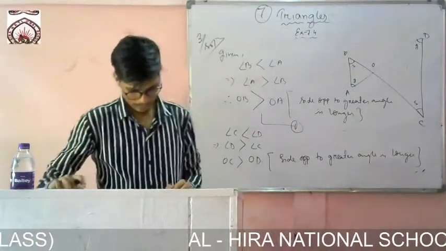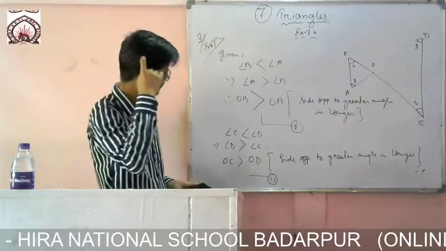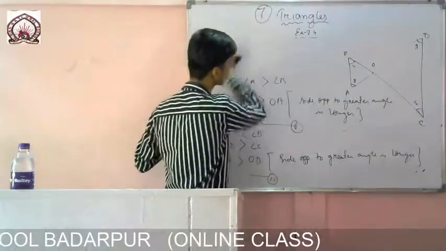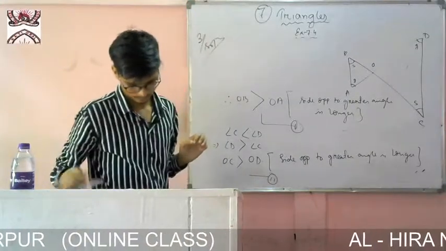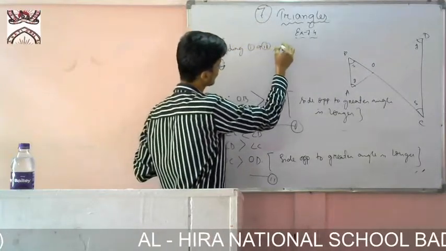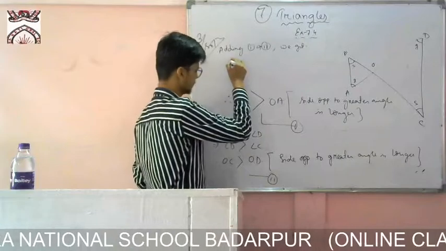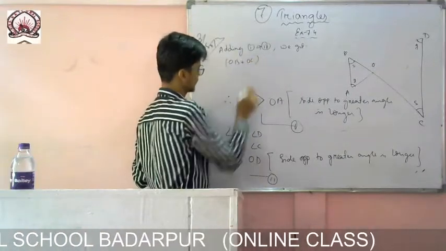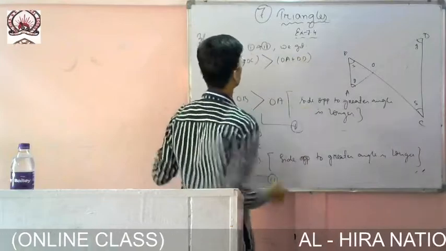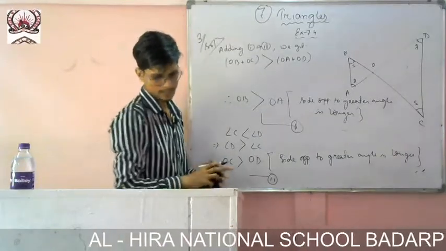Now you see, from equation 1 and this one, equation 2, if I just go on adding equations 1 and 2, OB plus OC, this part plus this part, will be greater than OA plus OD. OB plus OC is greater than OA plus OD.